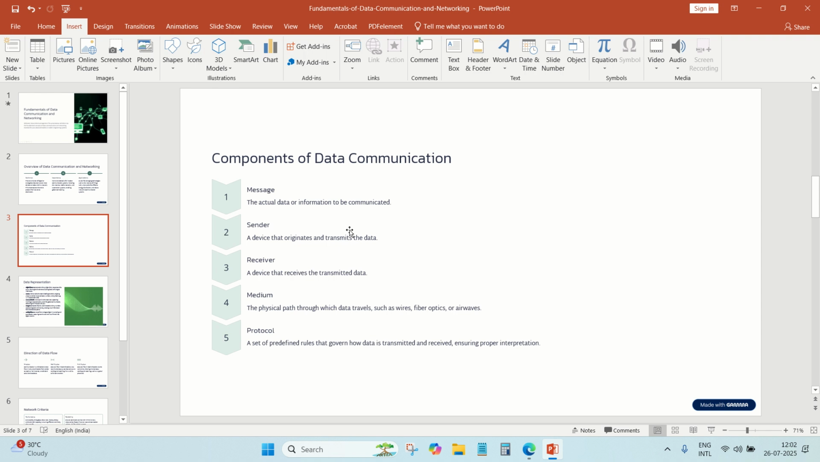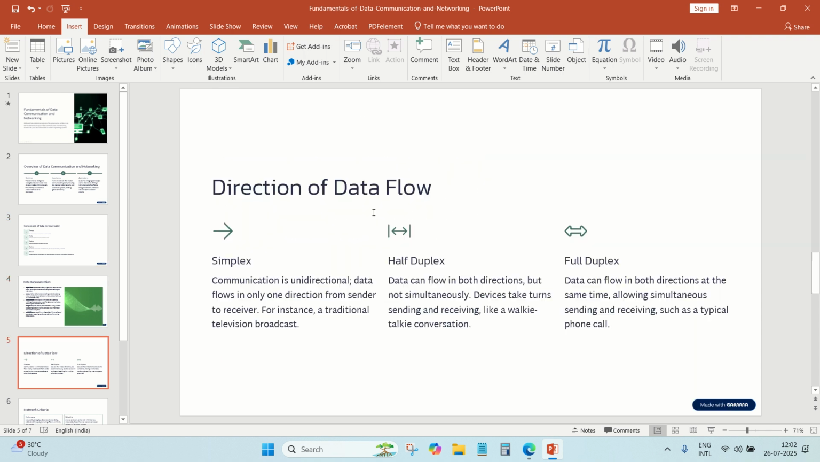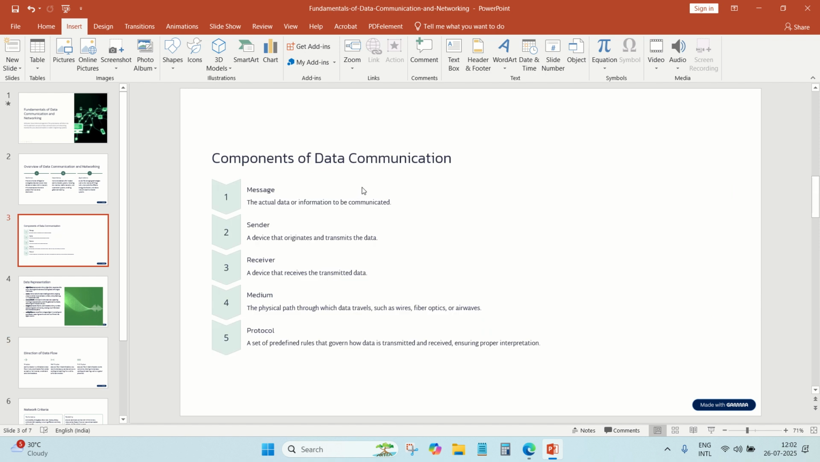Then I will talk about the components of data communication. Components are message. What is message? Message is the actual data or information to be communicated. The popular forms of information include text, numbers, pictures, audio and video. The second component of data communication is sender, a device that originates and transmits the data. The sender can be a computer, workstation, telephone handset, video camera and so on.